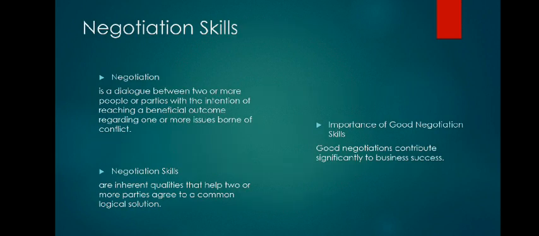Next is negotiation skills. First, let us know what negotiation is. Negotiation is a dialogue between two or more people or parties with the intention of reaching a beneficial outcome regarding one or more issues born of conflict. It is a process of give and take, resulting in a compromise where each side makes a concession for the benefit of everyone involved. Negotiation skills are inherent qualities that help two or more parties agree to a common logical solution.